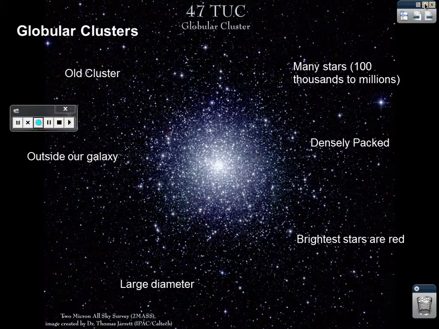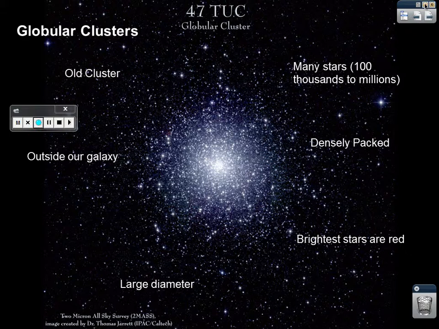Because they've got millions of stars in them, they're also quite large. Hundreds of thousands to millions of stars. They are old. And because they're old, most of their young stars, which are bright blue and big, have all died. So the brightest stars are red giants, and they're on the way out.